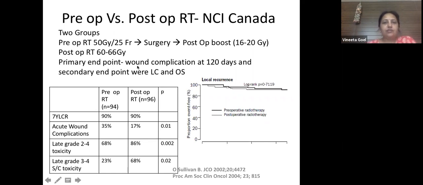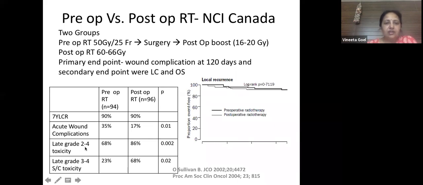Surprisingly, the primary endpoint of this study was wound complication at 120 days, and probably that is the reason that they could manage this trial with a small number of patients, 200. The secondary endpoints, however, were local control rate and overall survival. Now, if you look at the results of this trial, the 7-year local control rate between the arm receiving preoperative RT versus postoperative RT was exactly similar. There was no difference. But if you look at the primary endpoint of the study, which was wound complications, the wound complication rate was double in the arm receiving preoperative RT as compared to postoperative RT. So which means the wound complication rate was higher in the preoperative arm. But now let's look at the other aspect.